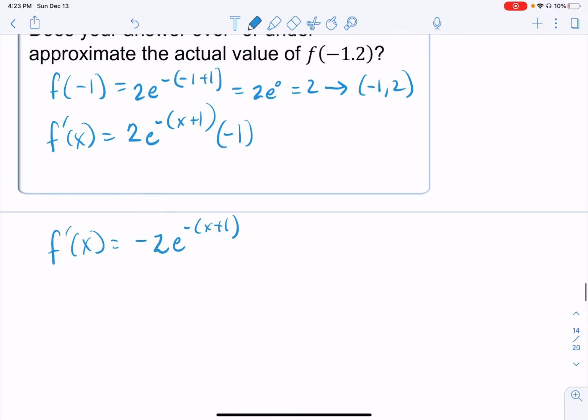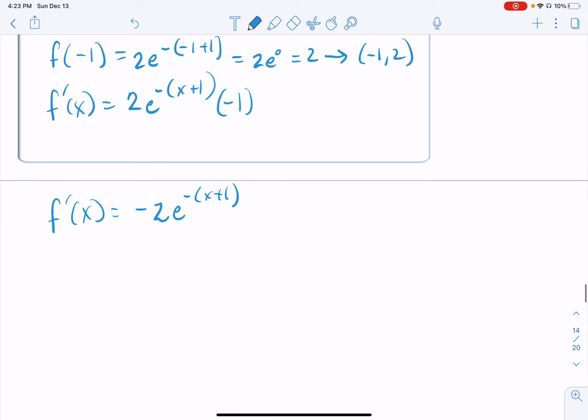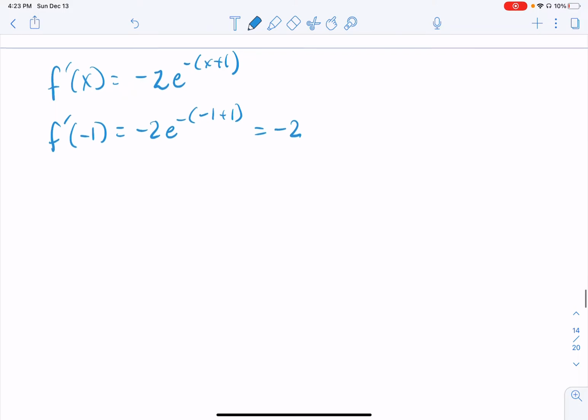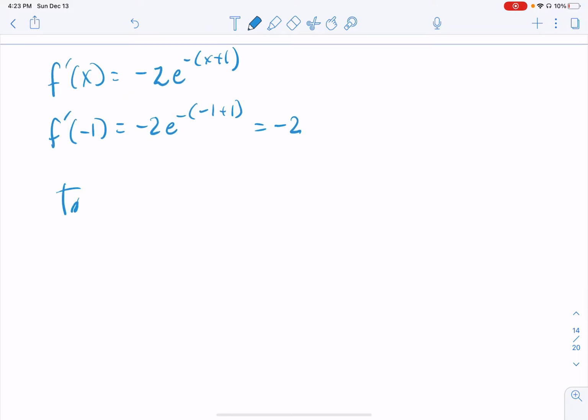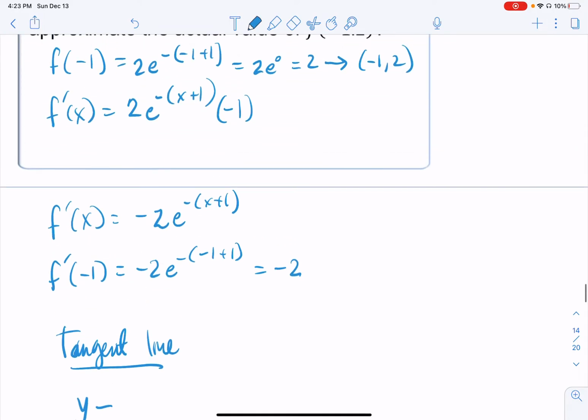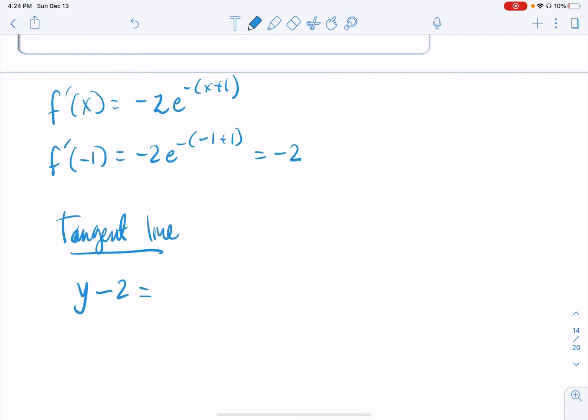And I need to stick in my point of tangency so I can find the slope there. So f prime of negative 1 is equal to negative 2e to the negative 1 plus 1. Well, we already know that all of this business is just 1, so we get our slope as a negative 2. Okay, so we have a point, we have a slope. Let's write the equation of our tangent line. y minus 2, so the y value, is equal to negative 2 as a slope, x minus a negative, so plus 1.